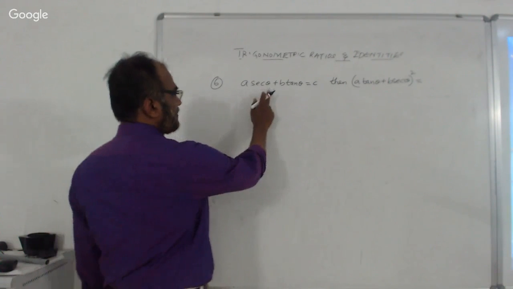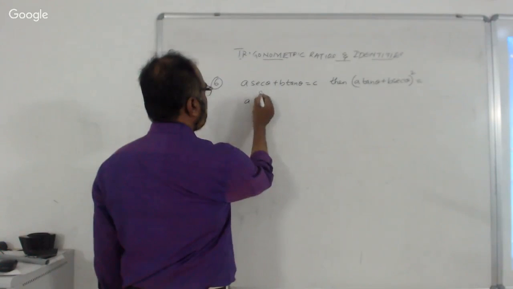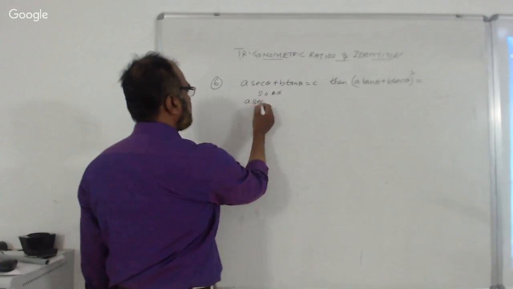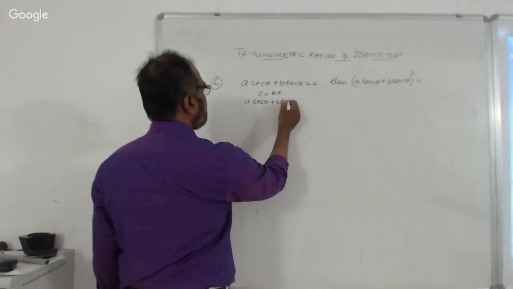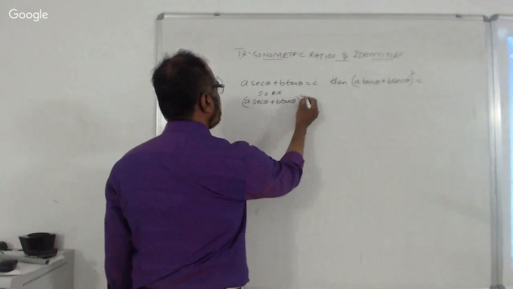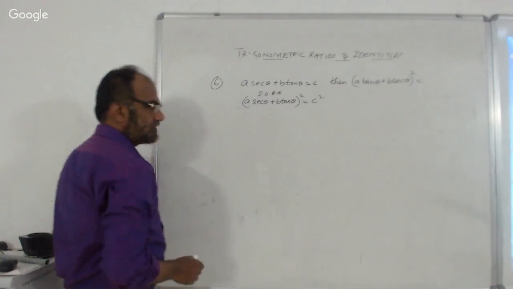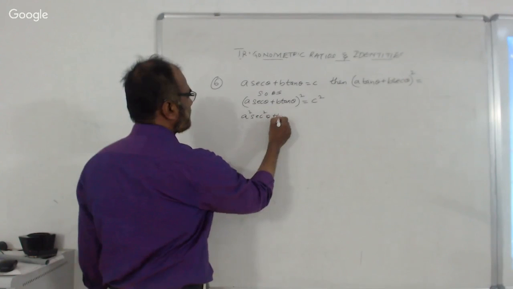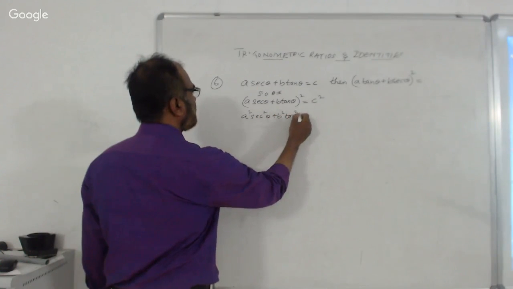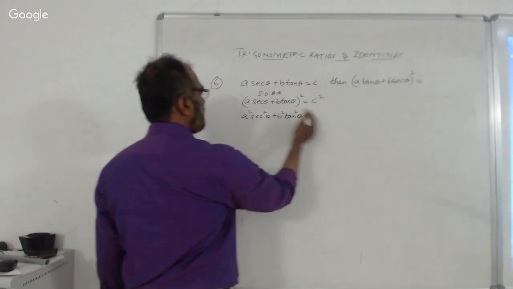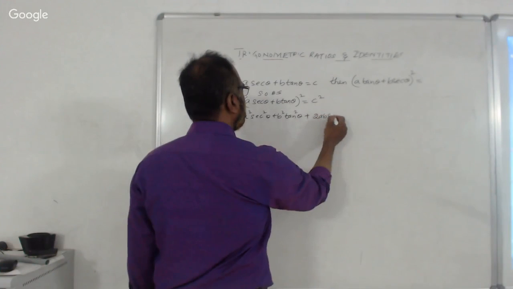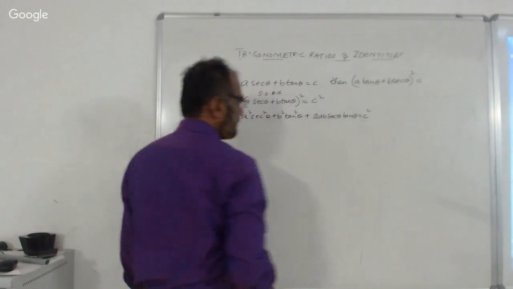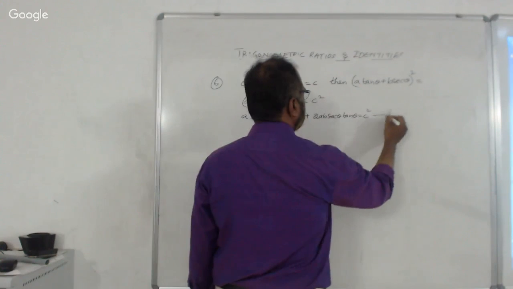Now let us take this condition first. Squaring on both sides, A secant theta plus B tan theta whole square is equal to C square. So this is A square secant square theta plus B square tan square theta plus 2AB secant theta tan theta is equal to C square. This is from the first relation.